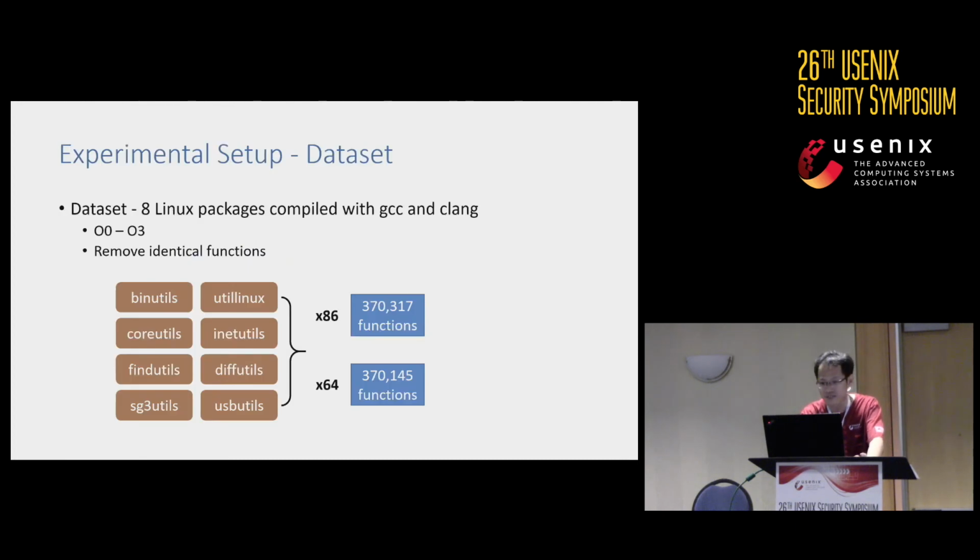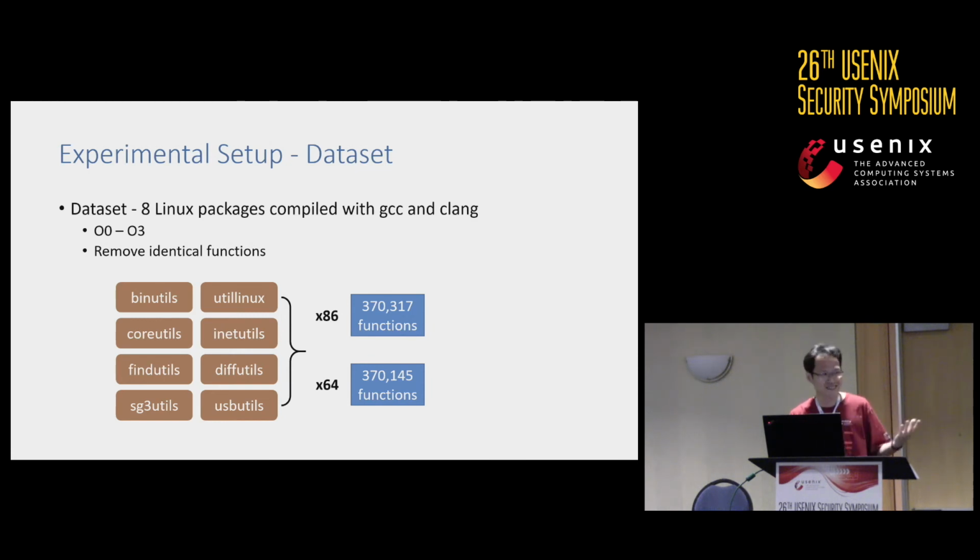So with that, we conclude the qualitative analysis of the results obtained from EKLAVYA and move on to the quantitative results. Before going into the results, let's take a look at the evaluation dataset which we used. The dataset is made out of 8 different Linux packages compiled with both GCC and Clang on optimization levels 0 to 3. We remove identical functions within the dataset by hashing the binary function, resulting in about 370,000 functions for each architecture.